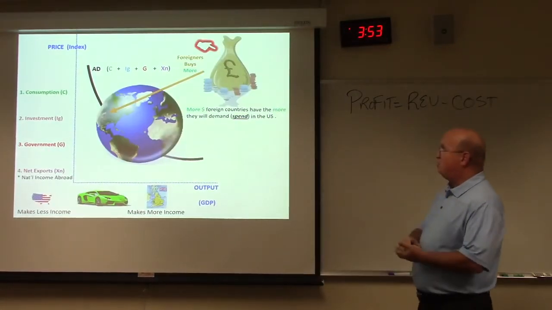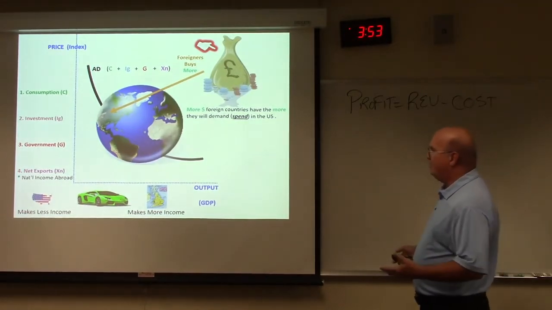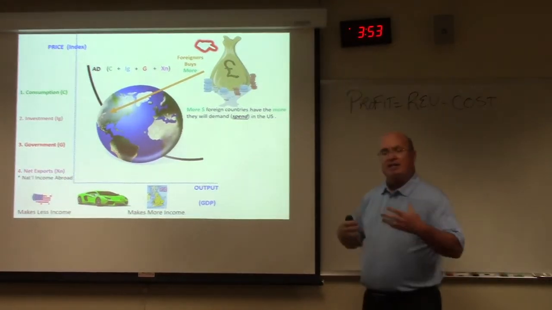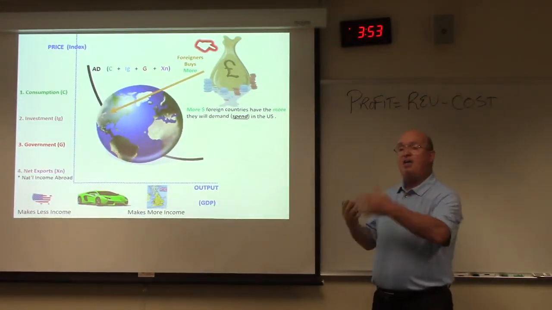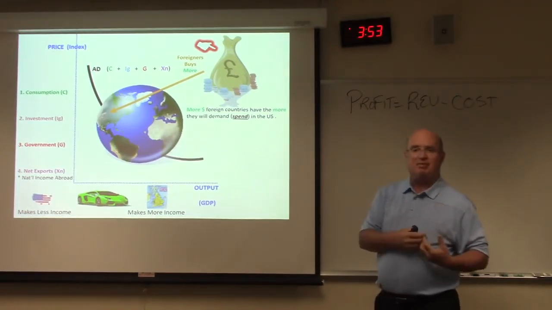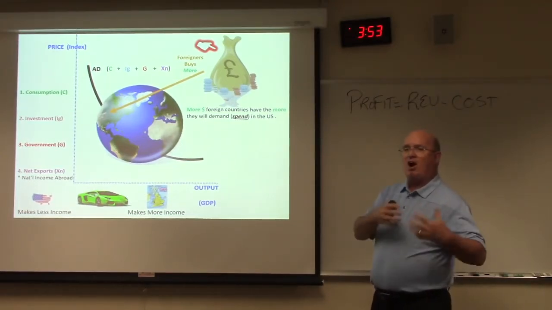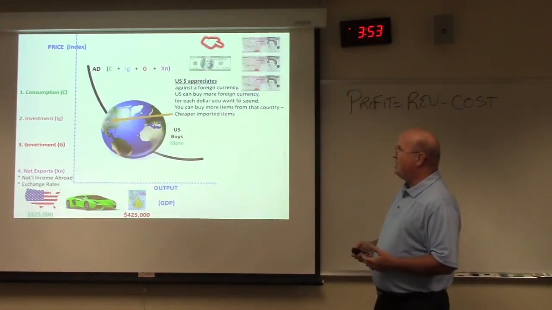Then we have net exports. And basically, net exports are talking about conditions overseas versus conditions in the United States. If the other countries' economies are better, they're going to buy more stuff from us. If our economy is better than theirs, we're going to buy more stuff from them. That's a general kind of thing.